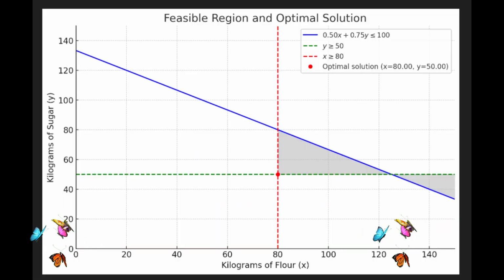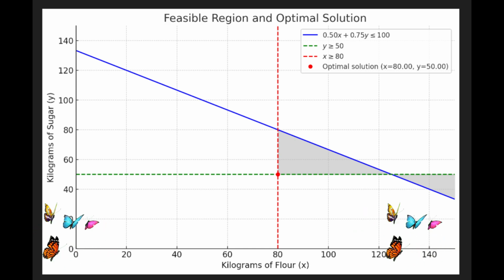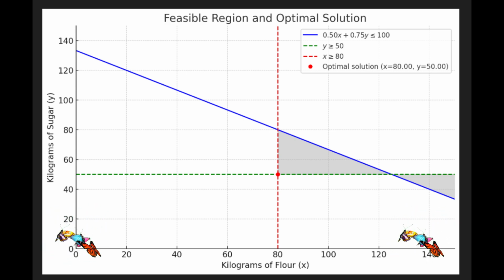Now here you can see the graphical representation of the feasible region and the optimal solution for the bakery. On the x-axis we have the kilograms of flour, on the y-axis we have the kilograms of sugar. This blue line represents the budget constraint. The green dashed line represents the minimum sugar requirement. The red dashed line represents the minimum flour requirement. After that, you can see this red dot, that is the optimal solution.